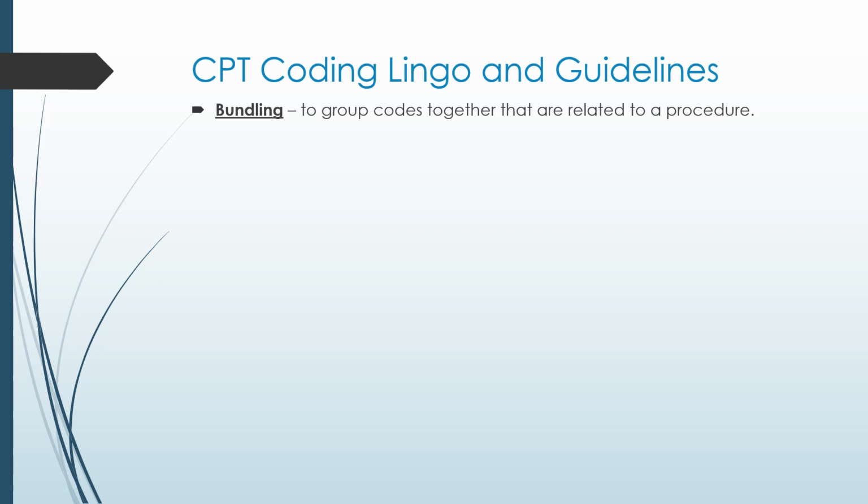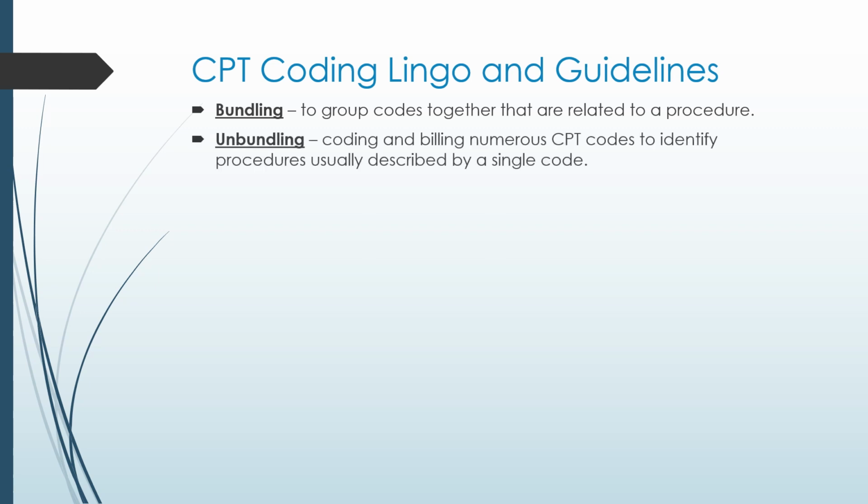A couple of CPT coding words that I want you to think about, things that you're going to hear moving into the future. Bundling. Bundling groups together codes that are related to a procedure. And bundling is related to the CCI edit concept that I just talked about. Unbundling, again, related to the CCI concept that I just mentioned. Unbundling is coding and billing numerous CPT codes to identify procedures, usually described by a single CPT code.